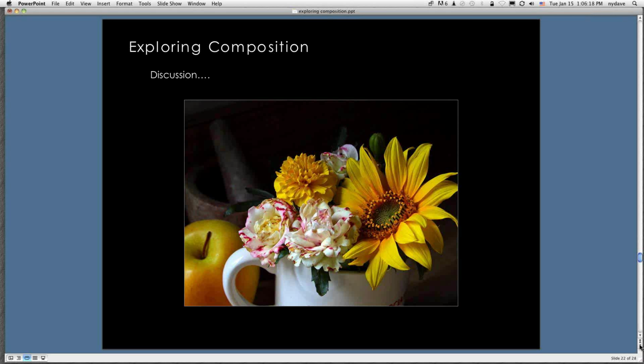So you see the 3 flowers on the left, and then you have the mortar and pestle and the apple and the handle of the cup on the left. There's arcs all through this image that all sort of converge on this yellow flower. And I think that's one of the really appealing things about this image, in addition to the lighting. David?